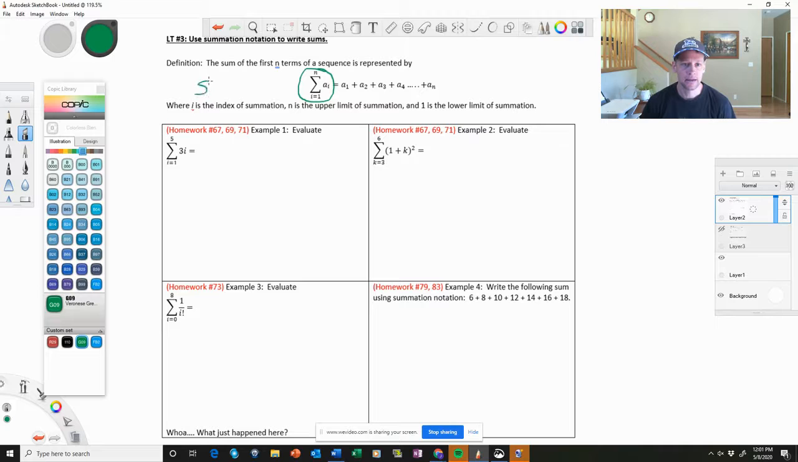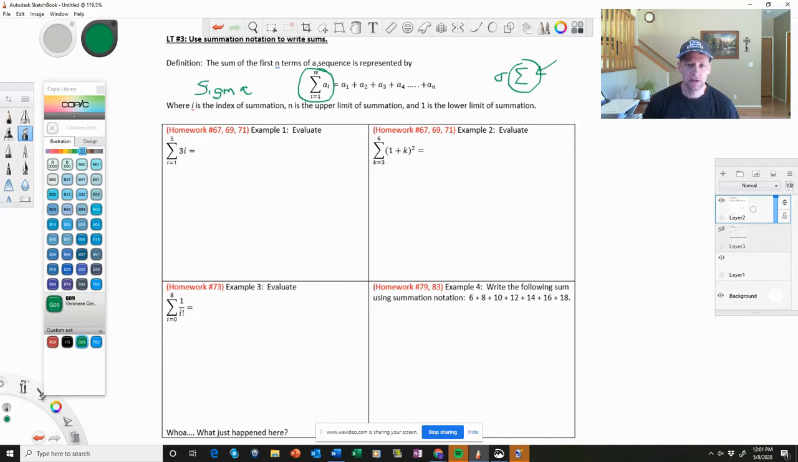Sigma, S-I-G-M-A, is the Greek letter S, basically. The capital sigma looks like this. Excuse me, the small sigma, but a capital sigma looks like that. That's basically a capital S in Greek, and it means sum. If you look at Excel or a spreadsheet, you will see that symbol, and all it does is add up a whole bunch of numbers.